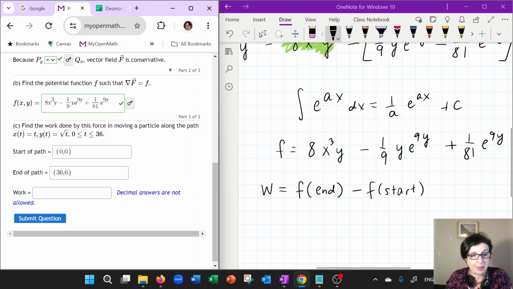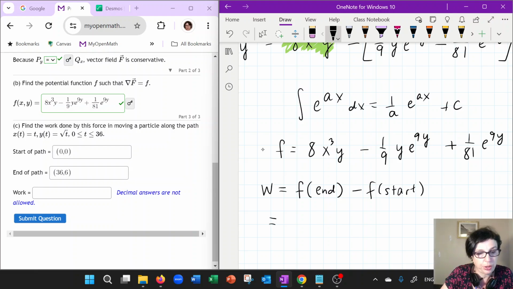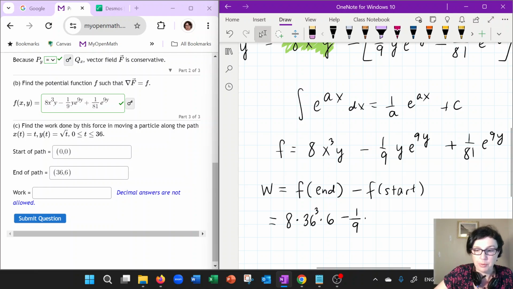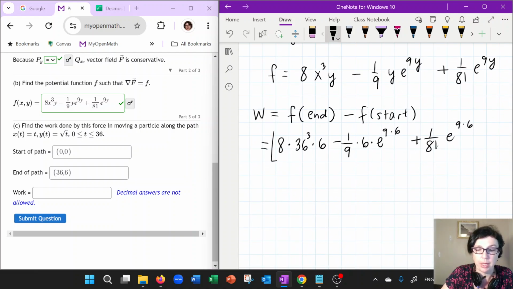And now we just have to substitute, again, the end of the path first. Now, decimal values are not allowed, so we're just going to use symbolic. Okay, so we're going to do 8. Instead of x, we're substituting 36, so 36 cubed, multiplied by y, which is 6. Okay, so I continue substituting the end of the path first, so it's 1/9, then times y, which is 6, and then times e to the power 9 times 6. And then plus 1 over 81 e to the power 9 times 6. Okay, I substituted, and that's what I got first.